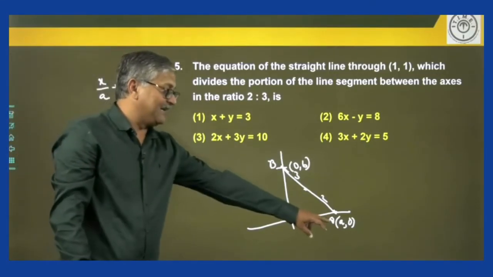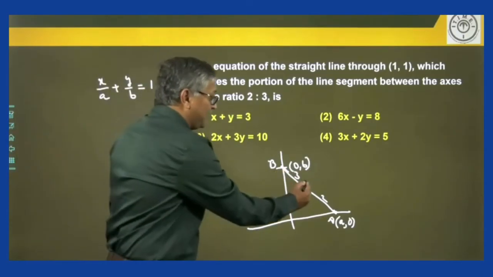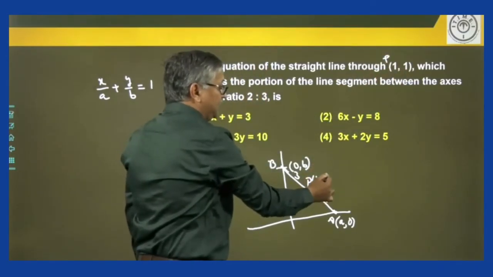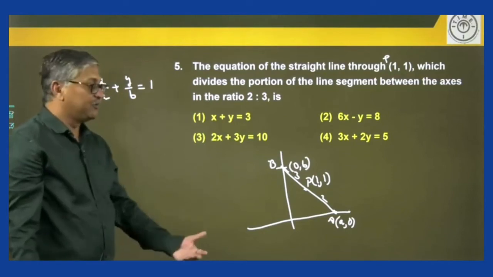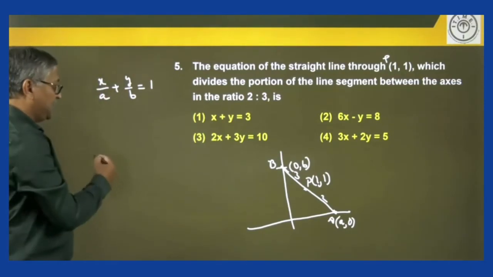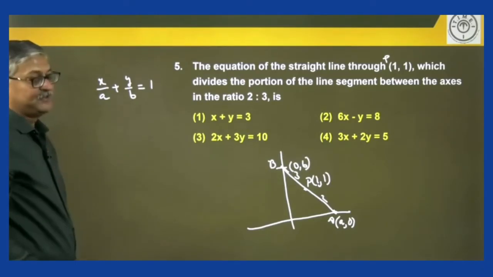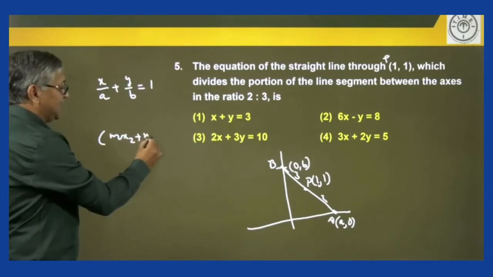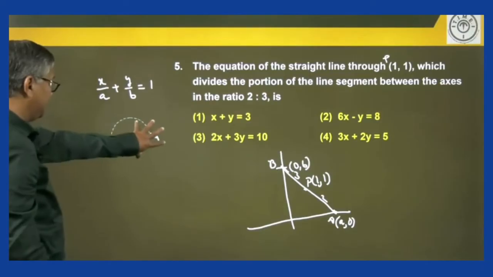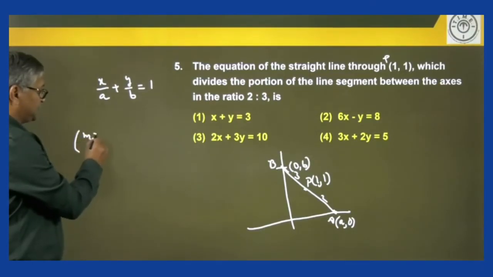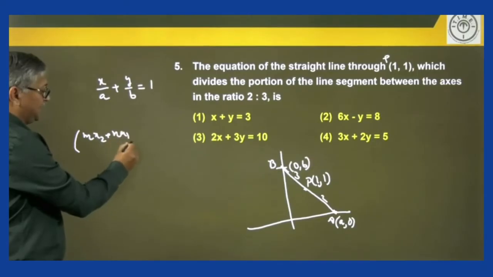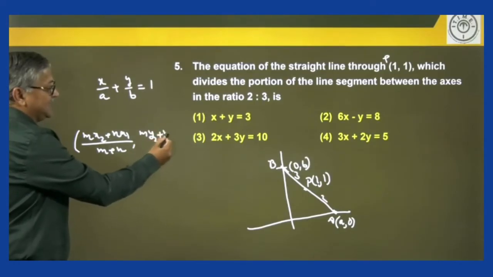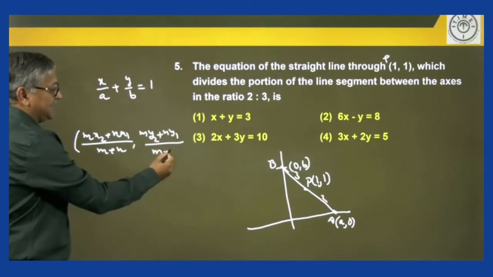So, how can we calculate a and b? Clearly, they have given the point. Assume this point as P, then this point divides AB in the ratio 2:3. So, we know that when a point divides in the ratio m:n, the coordinates of the point are (mx2 plus nx1) by (m plus n), and (my2 plus ny1) by (m plus n).